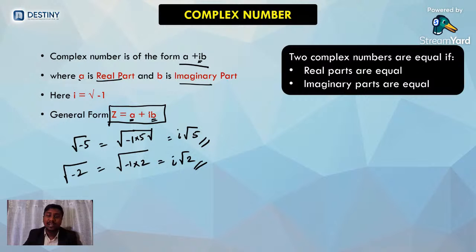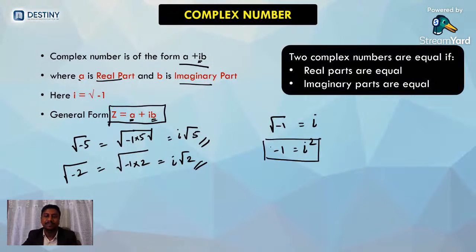Now let me tell you, if root of minus 1 is i, then squaring on both sides, I'll get i square. So i square is minus 1.